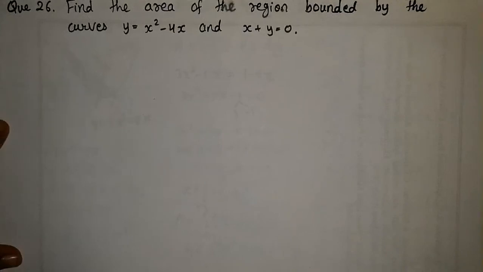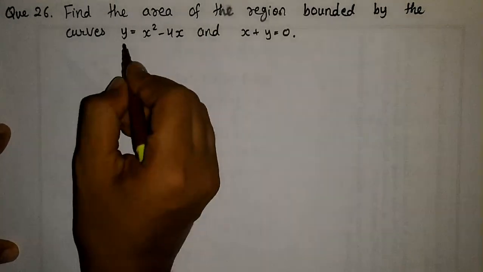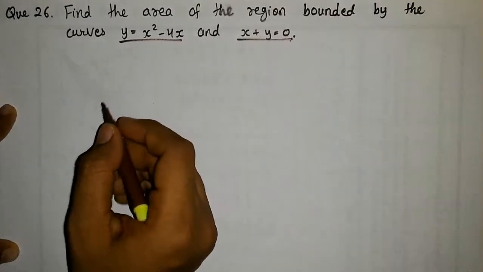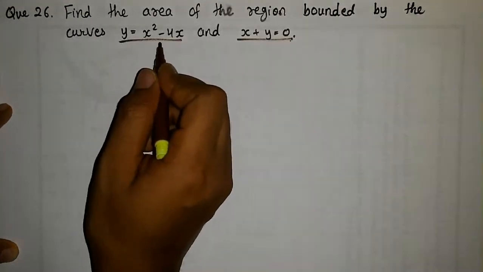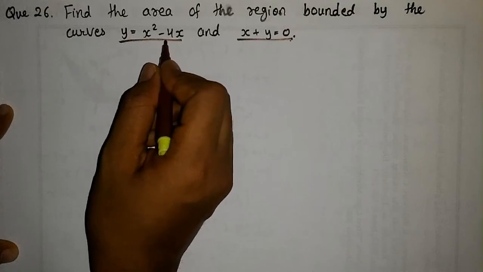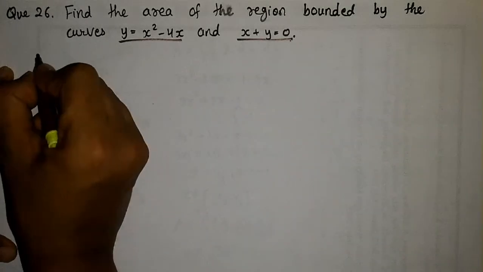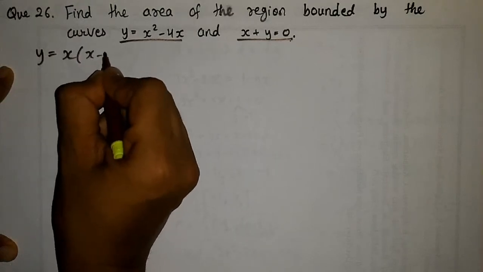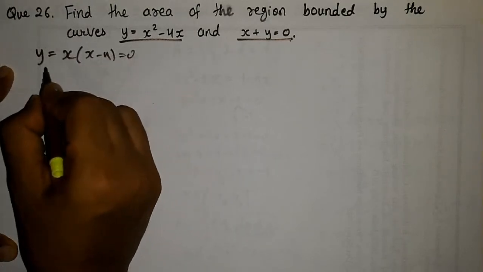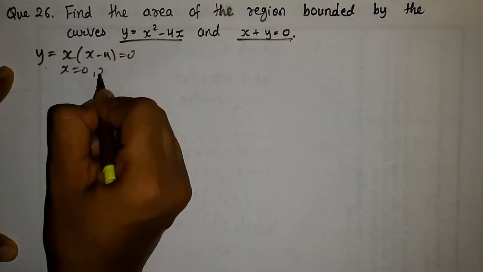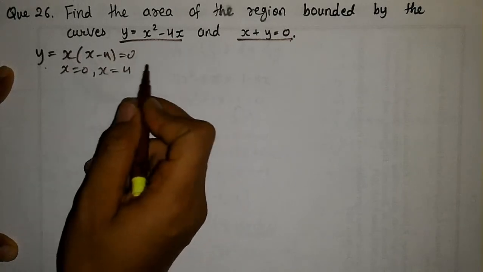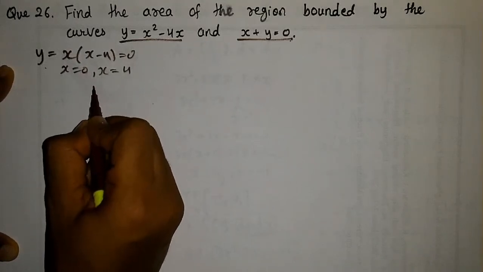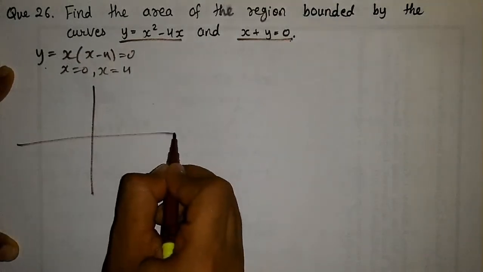So here we are given curves y is equal to x square minus 4x and x plus y is equal to 0. So let's first draw the curve. For this curve, let's find the intercept first. So y is equal to, let's take x common, x minus 4 is equal to 0. So we get x is equal to 0, x is equal to 4. So we can clearly see it will intersect the x-axis at x is equal to 0 and x is equal to 4. Let's draw the diagram.